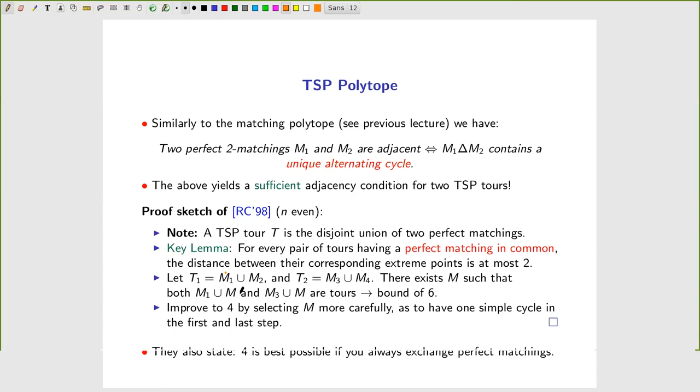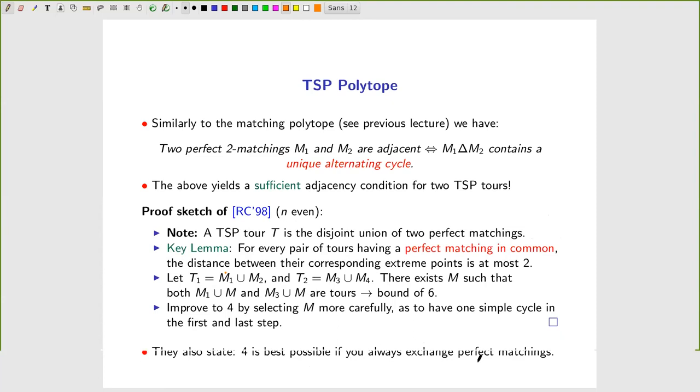From this one, they are exchanging M1 with M3, and these are all perfect matching. And they said, if you really stick to this, you cannot hope to improve and prove a diameter of two, because there are examples in which you need at least three steps. Okay, now, how is this relating?